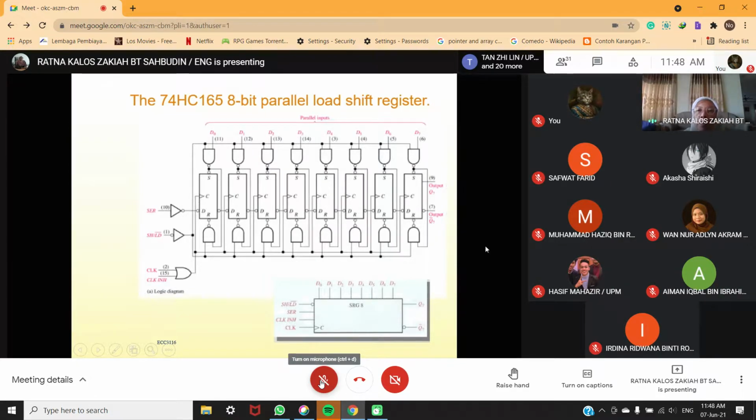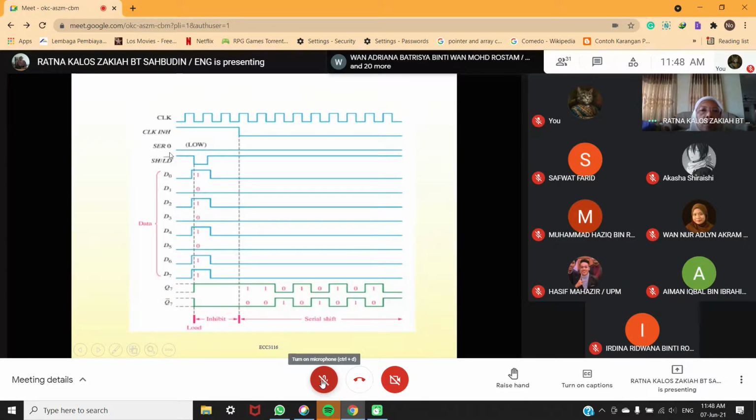Okay, but note that serial is always 0 here. Anyway, you don't have to memorize all this, because for the function of the IC, you must refer to the spec. For example, for this serial. But this one is important to know: shift and load. When it is low, it will load. And SH here refers to shift. It will shift when it is high.